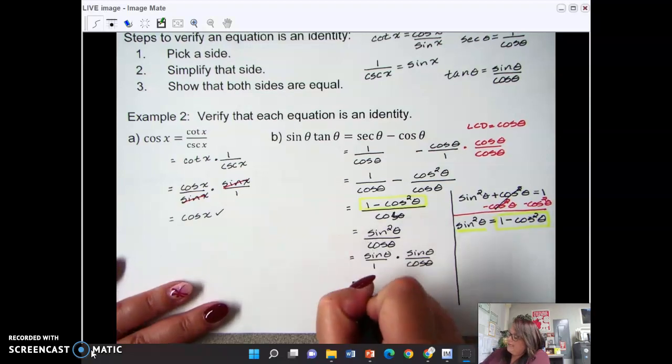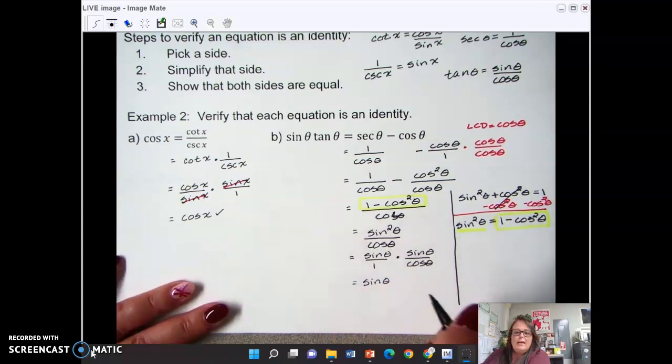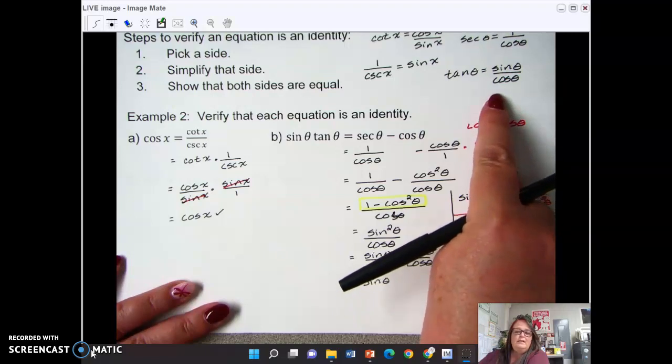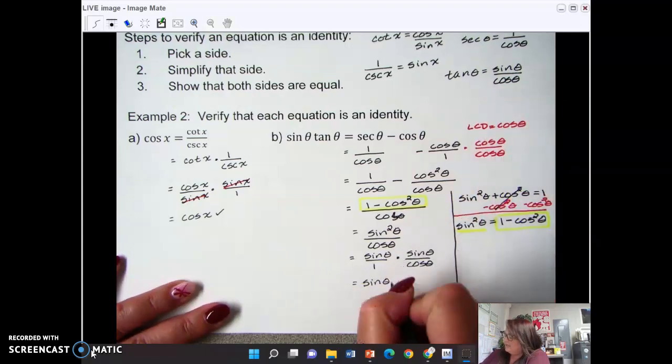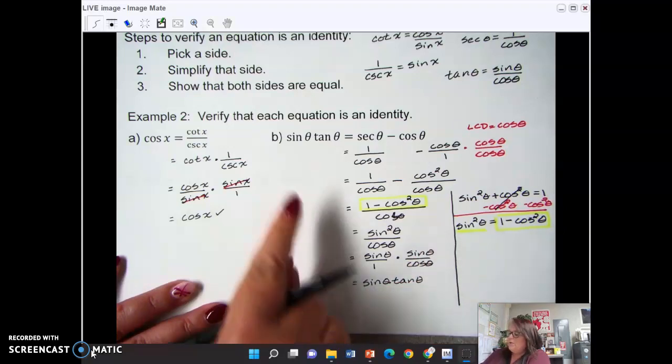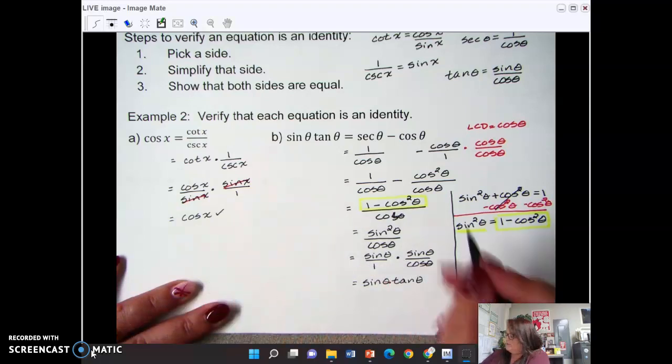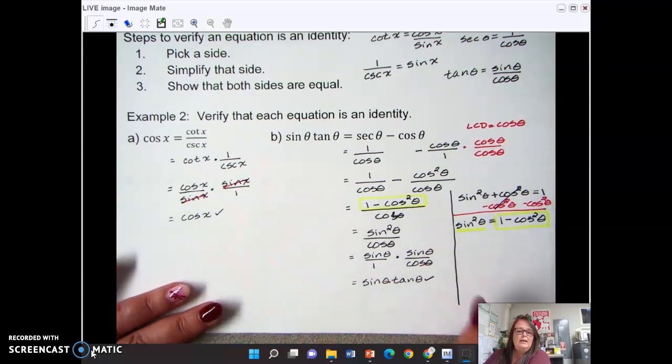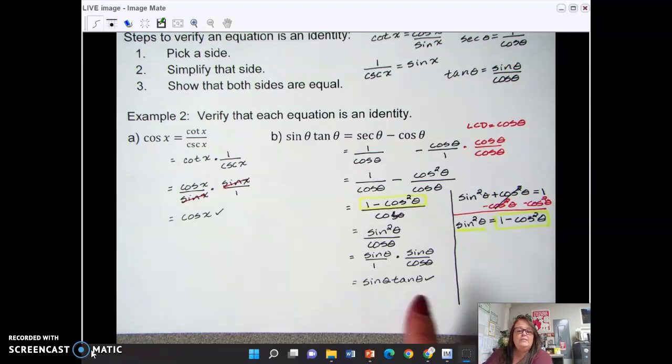So my first number is the sine of theta. And then my second number, remember, sine of theta over cosine theta is equal to tangent of theta. So this fraction is just tangent of theta. So I got the left-hand side to look just like the right-hand side. So let's check our steps again. We picked the right-hand side, we simplified that side, and then we showed that both sides are equal for all values of theta, and therefore this is an identity. So we're going to continue this journey in part 2, and I'll see you in a moment.